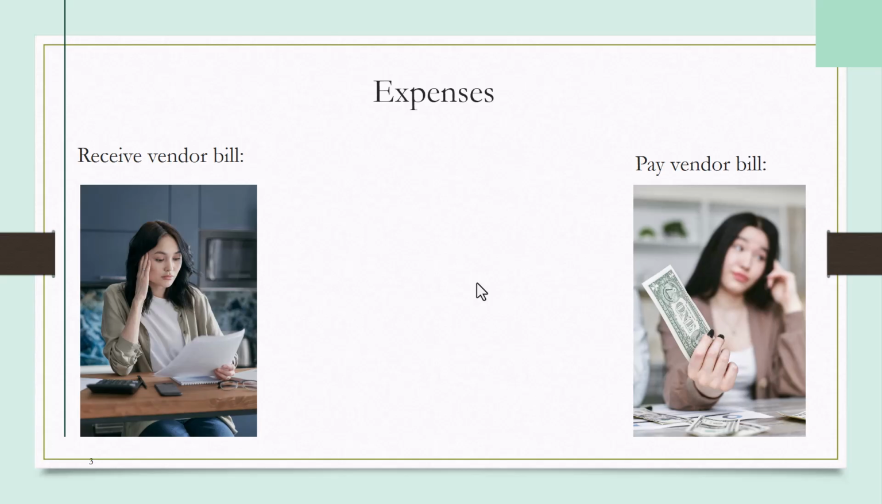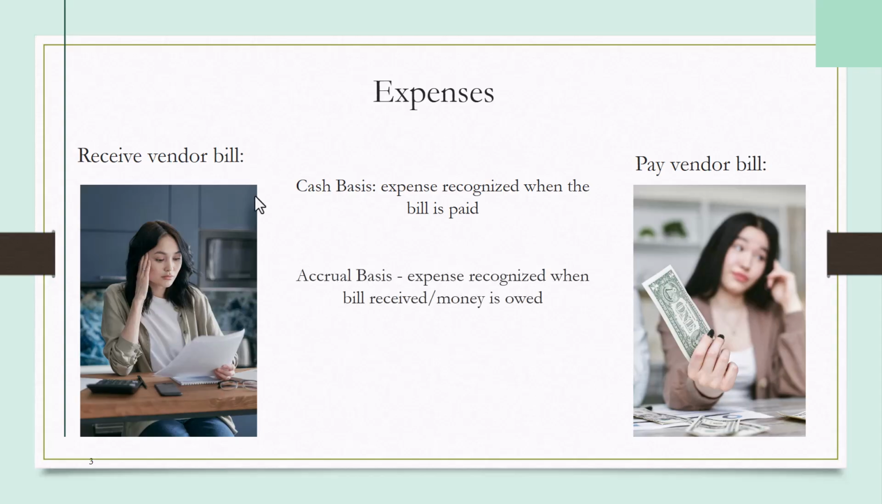Let's look at these examples with some visual pictures. In this example, this person on the left is receiving a vendor bill, and this person on the right is paying a vendor bill. Under cash basis, expenses would be recognized when the bill is paid, whereas under accrual basis, the expense would be recognized when the bill is received and the money is owed. So over here, under cash basis, it would be recognized on the right when the vendor bill is paid, and under accrual basis, it would be recognized when they receive the bill and the money is owed.